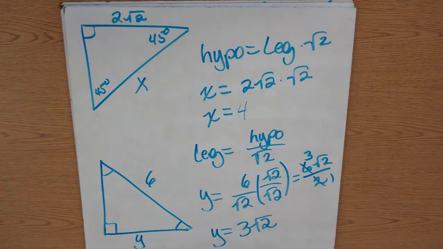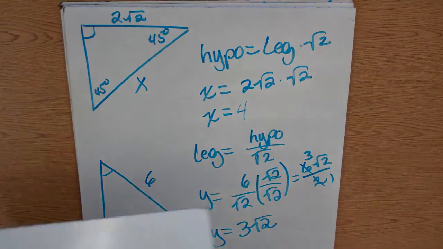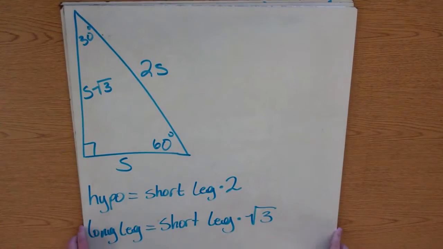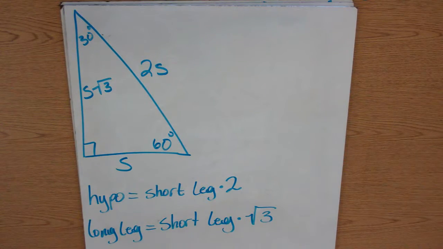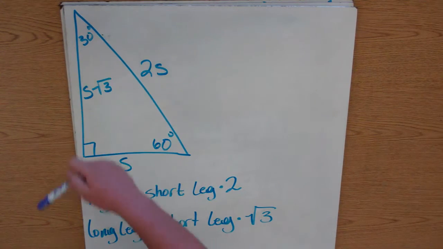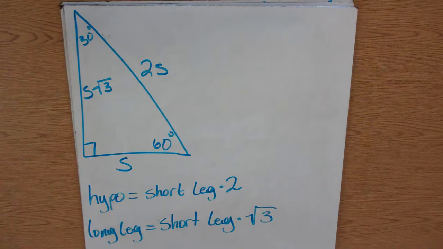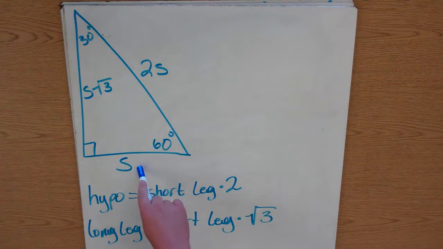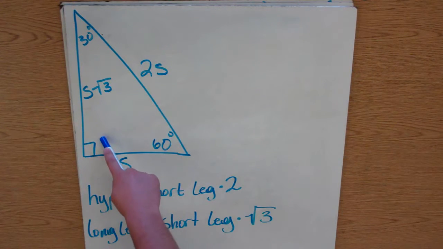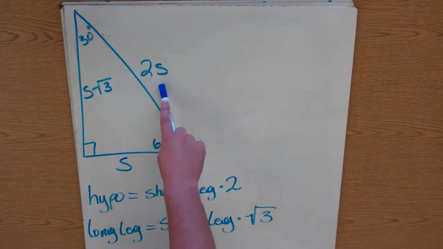Now, let's look at the 30-60-90. Here's your 30-60-90. We have a 30-degree angle here, a 60-degree angle here, so we know it's a 30-60-90. If you remember back, across from your smallest side is your smallest angle, correct? So here we have our smallest angle, which means this will be our smallest side, and that is length S. Across from your largest angle is your largest side. So across from 90 is our largest side.